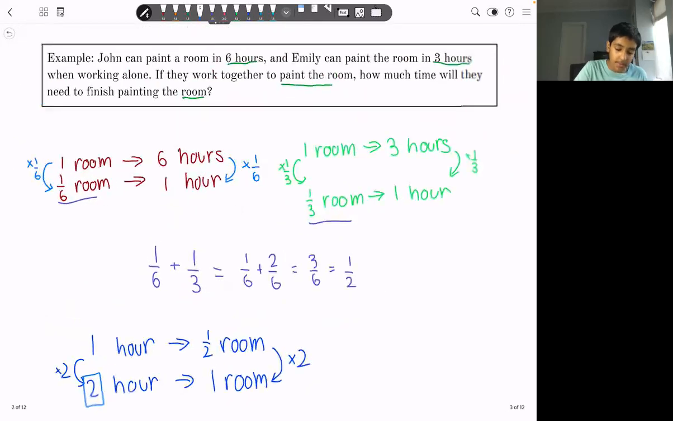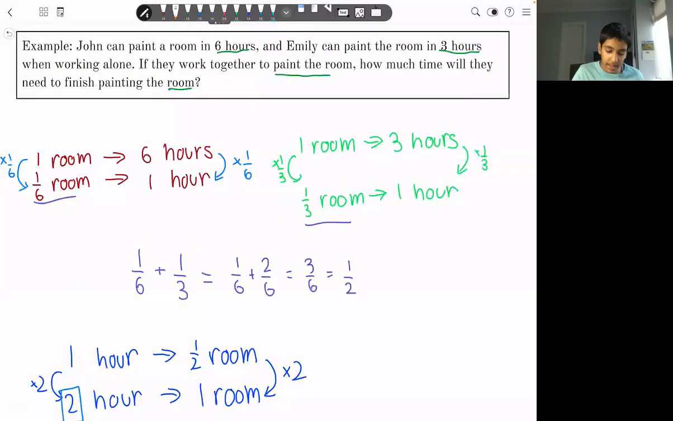And a very common mistake on this problem is that they say, okay, Josh in 6 hours, Emily in 3, and then you just add them up. So you just do 6 plus 3 is 9, and you get 9. That's a very common mistake that many people would do.